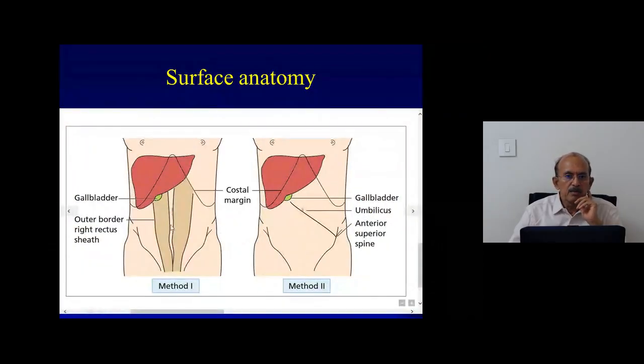Surface anatomy of the gallbladder: there are two methods. Number one, if you follow the outer border of the rectus abdominis muscle, that is the linea semilunaris, the Spigelian border, and trace it to where it crosses the right costal margin, at that place the gallbladder is situated. Or the other way is, you draw a line from the anterior superior iliac spine on the left side across the umbilicus. Continue the line upwards across the right costal margin. Where it crosses the right costal margin is the place of the gallbladder.